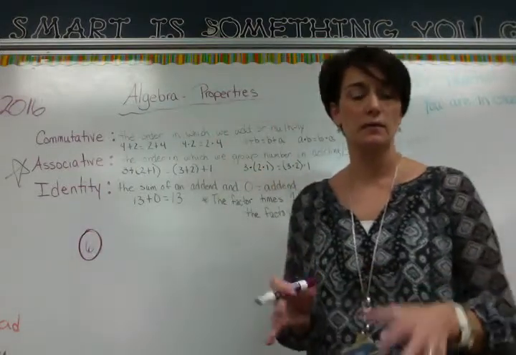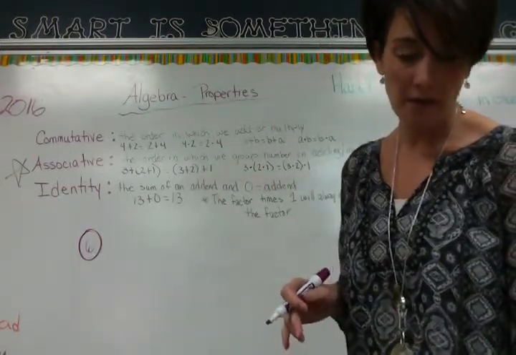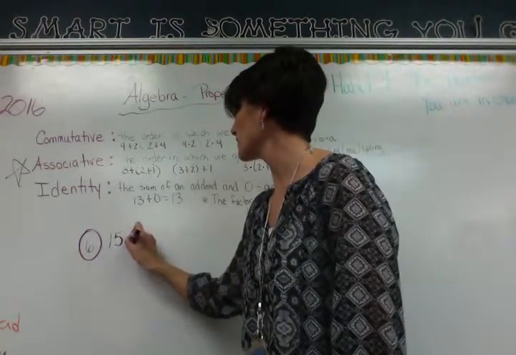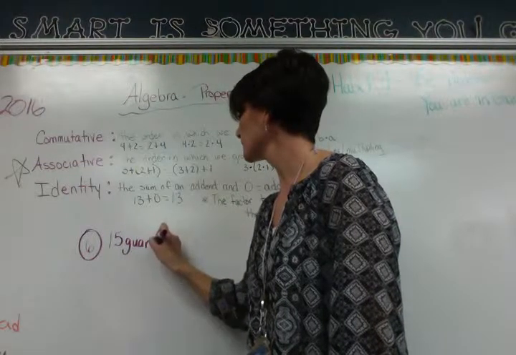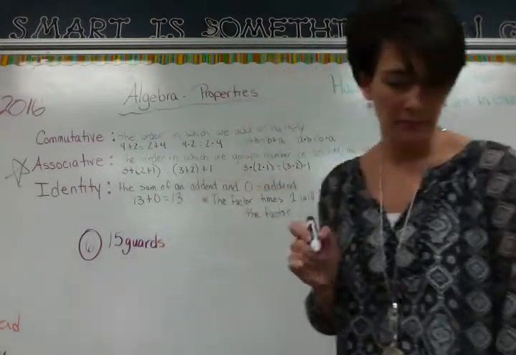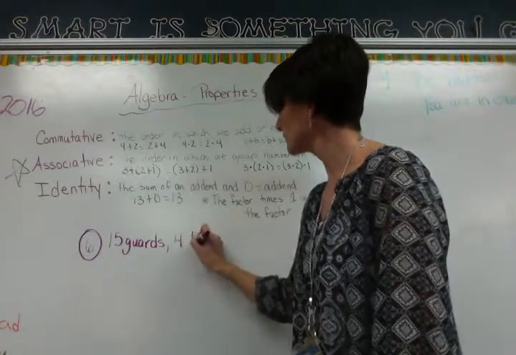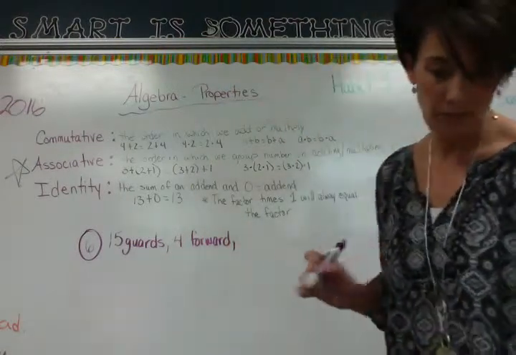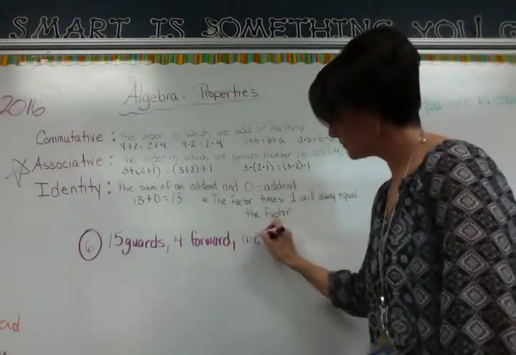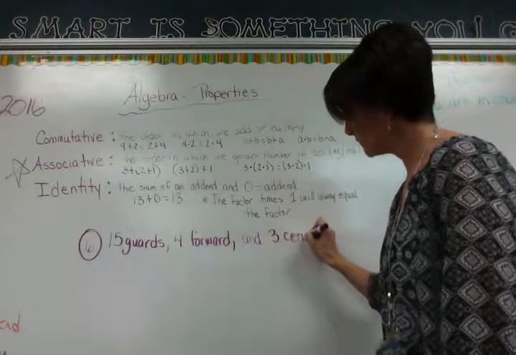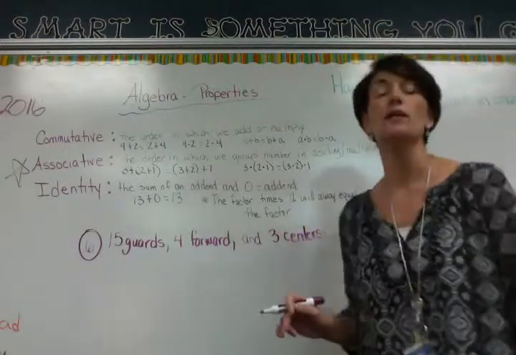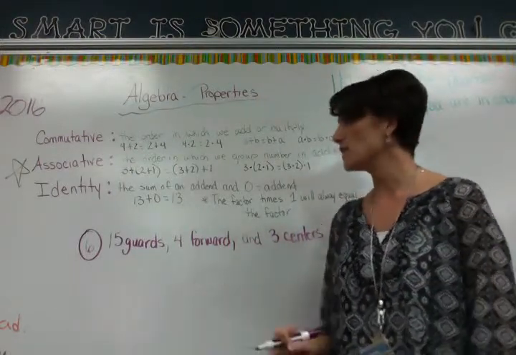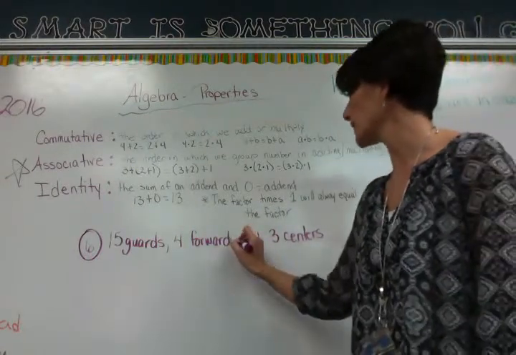So we're going to talk basketball. All right, so we're going to have a team, and I'm just going to abbreviate this really quick, as much as I can. So we're going to have 15 guards, we're going to have 4 forwards, and we're going to have 3 centers. And yes, I know all these people aren't on the court at the same time, but these are all on their roster. Okay, so 15 guards, 4 forwards, should pluralize that, and 3 centers.